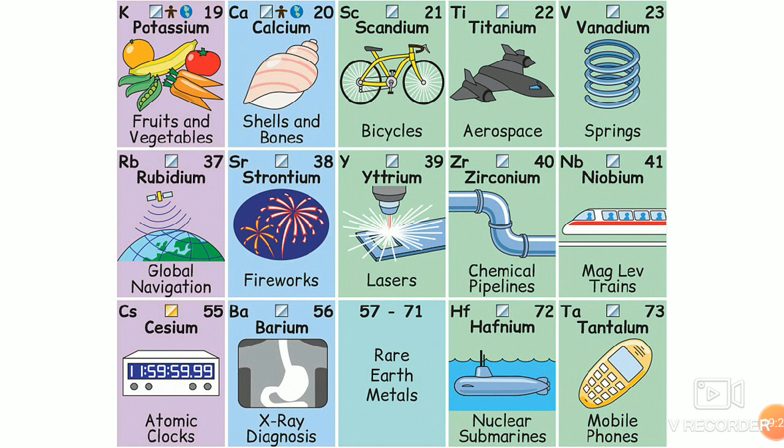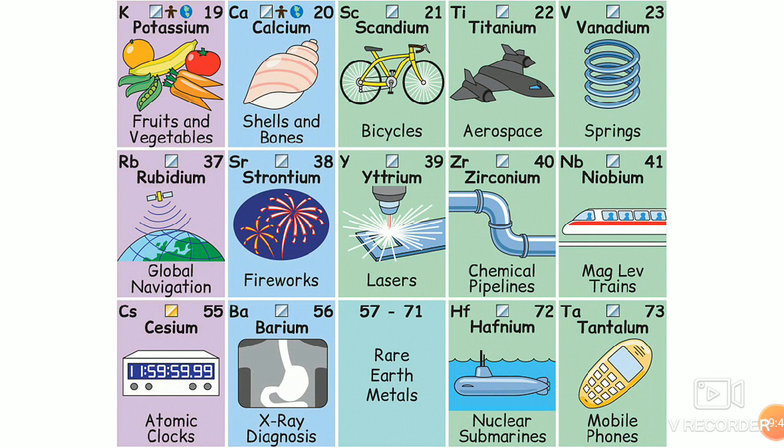Calcium, it is found in shells and bones. Scandium, it is used to make bicycle parts. Titanium, it is used to make the aerospace parts. Vanadium, it is used to make springs, which is highly flexible. Rubidium, it is used in global navigation. Strontium, it is used to make fireworks.